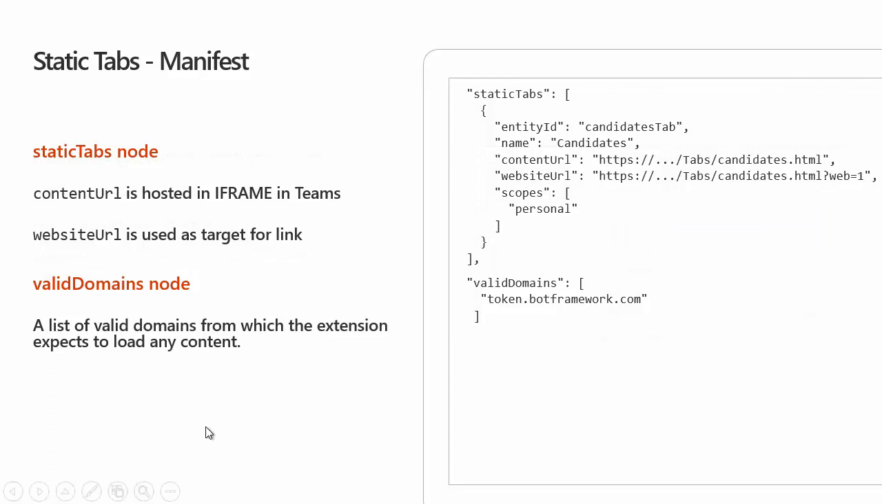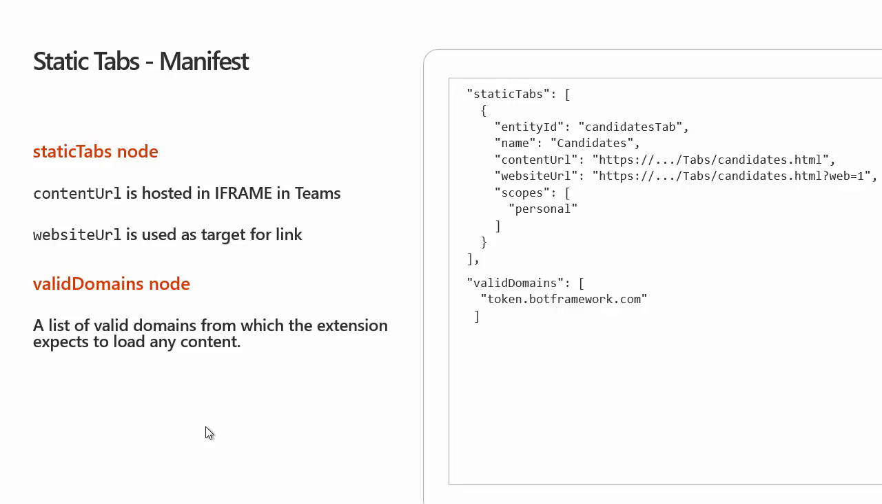To add static tabs to a Microsoft Teams app, you update the manifest. There is a node named Static Tabs that contains the necessary information. Each tab must have a unique entity ID. This uniquely identifies your tab within your app. There is a name which is displayed to the user as part of the tab name, and then there is a content URL. The content URL is hosted within an iframe. In addition, you can include a website URL. On the tab user interface, there is a button for the user to open the tab in the browser. The website URL is the URL that is navigated to within the browser.